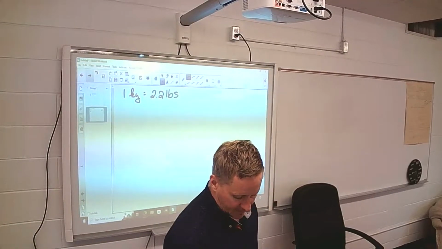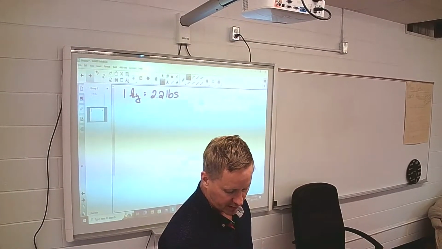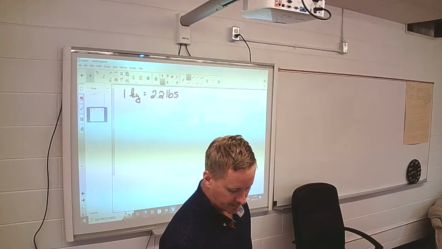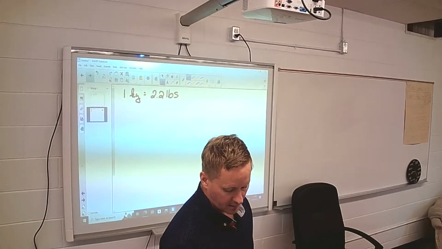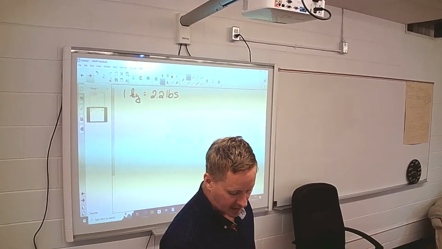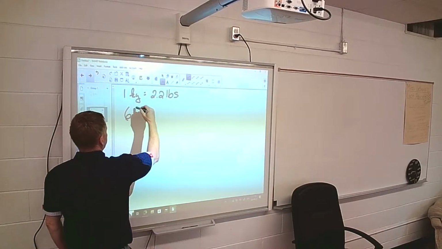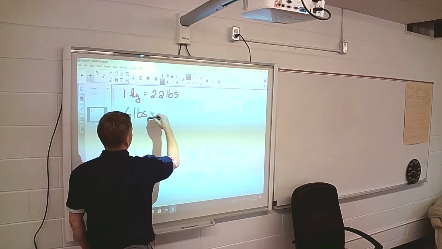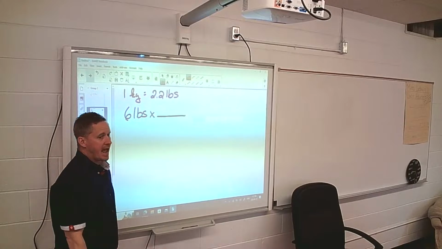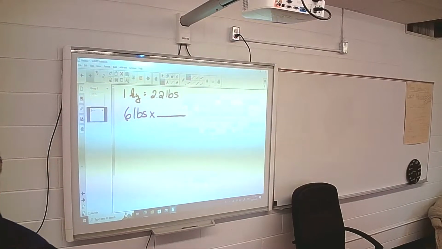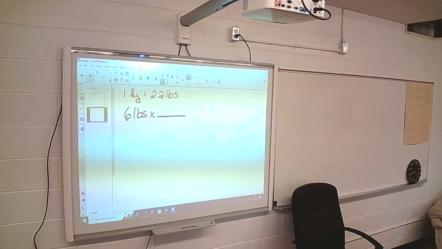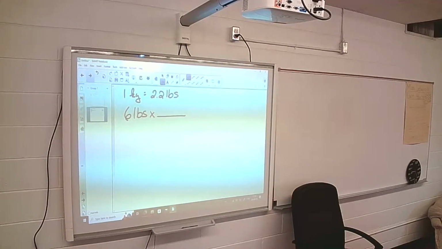Lorinda is baking apple pies. According to her recipe, she needs 6 pounds of apples. The bag of apples she bought only shows the mass in kilograms. How many kilograms of apples does she need? Okay, so I need 6 pounds to change to kilograms. Again, you're going to see this over here.